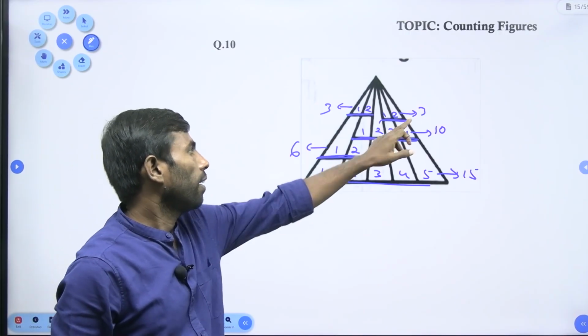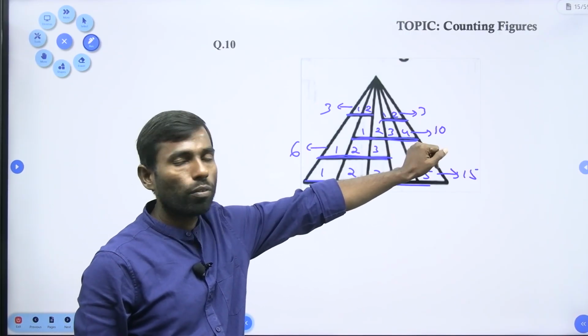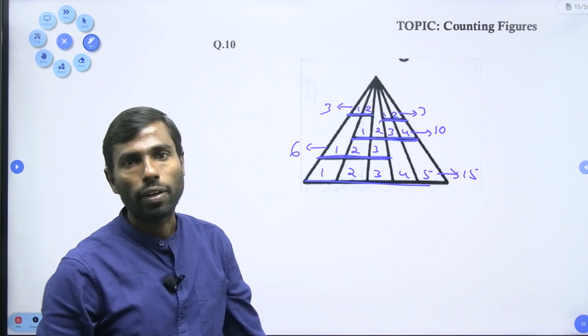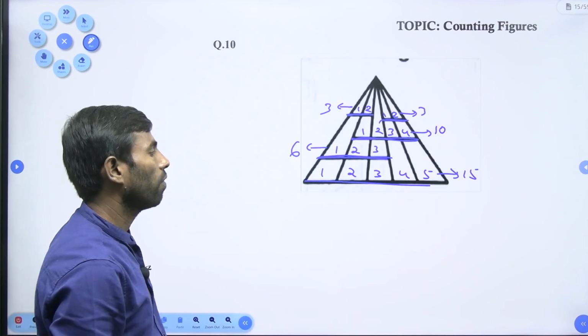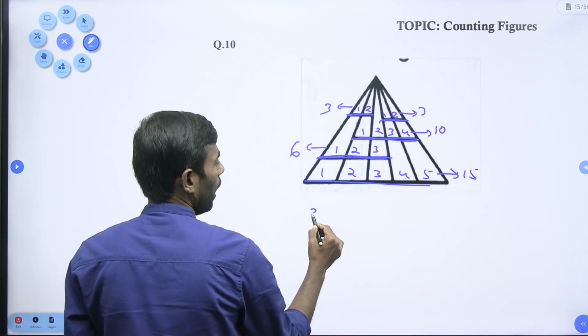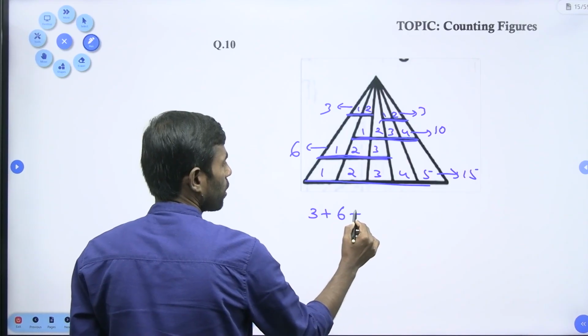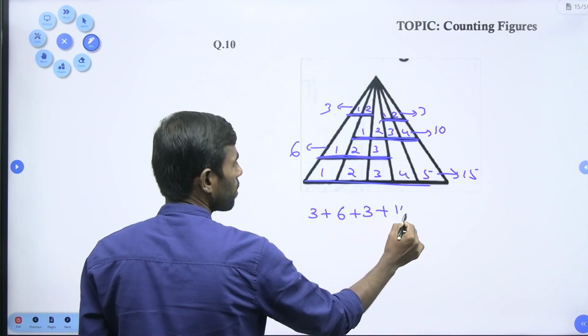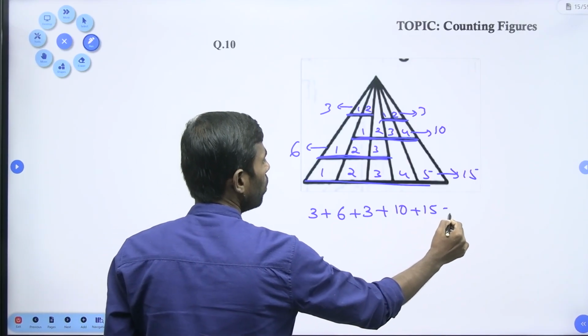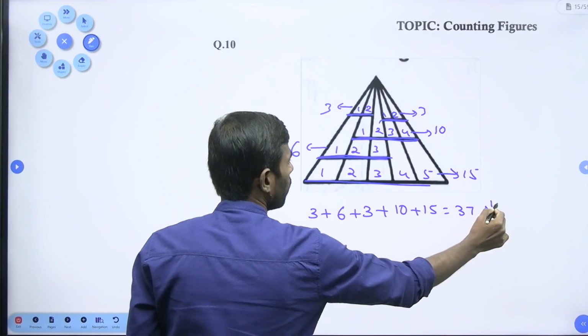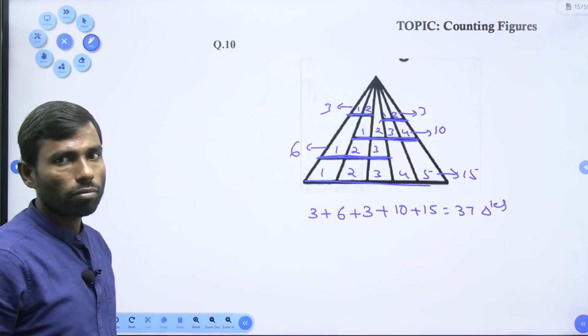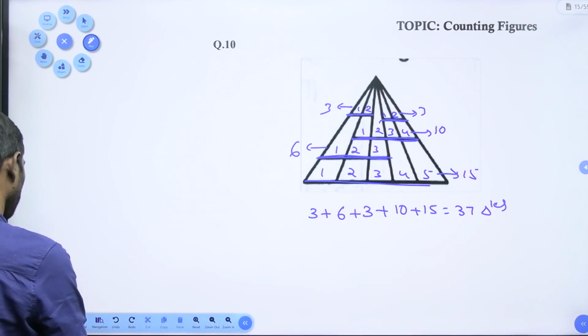3 plus 6, 9. 9 plus 3, 12. 12 plus 10, 22. 22 plus 15, 37. The number of triangles in the given figure is 37. Okay? Add them all: 3 plus 6 plus 3 plus 10 plus 15, which is equal to 37 triangles. Hope this part is clear to everyone.